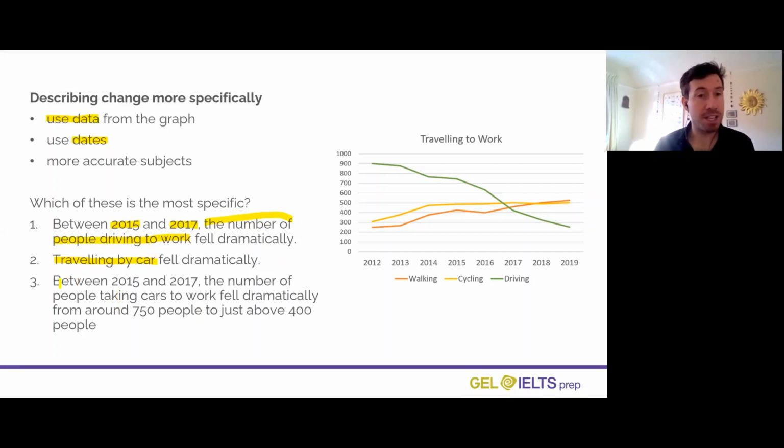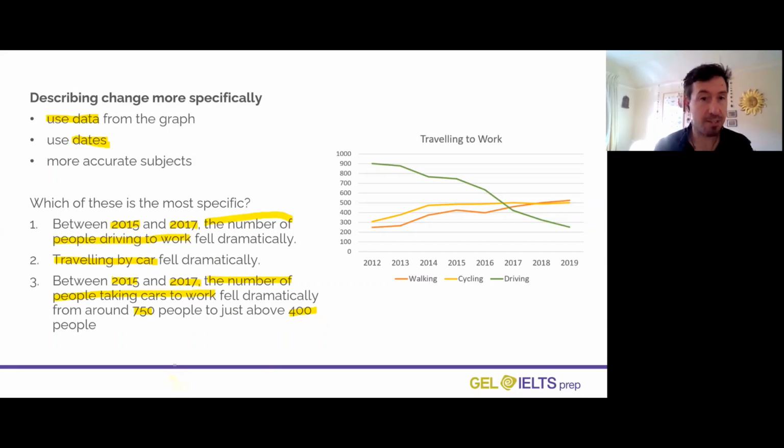Now, number 3, we can see it says between 2015 and 2017. So we've got the dates we spoke about. The number of people taking cars to work. So that's the subject, and that's a very specific subject, so that's great. Fell dramatically from around 750 people to just above 400 people. So it's used data from the chart, which is fantastic. That's exactly what we wanted.